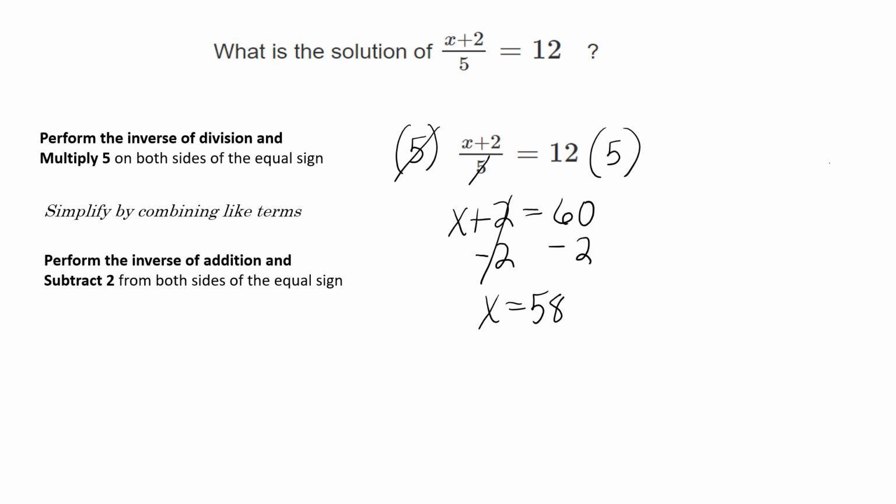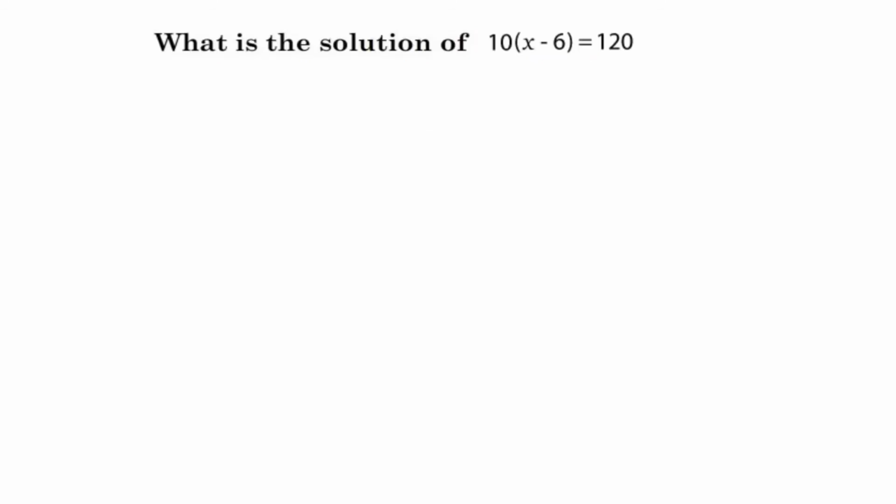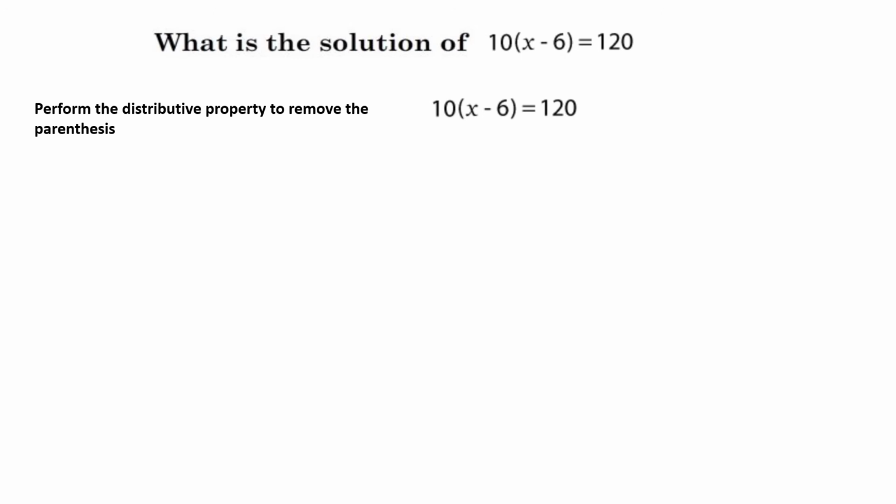Okay. Let's look at another example. What is the solution of 10 times the difference of x minus 6 equals 120? Here you notice we have to perform the distributive property to remove the parentheses. So to get rid of those parentheses, we're going to take 10 and multiply by x, that gives us 10x. Then we take the 10 and multiply by negative 6, gives us negative 60. Equals 120.